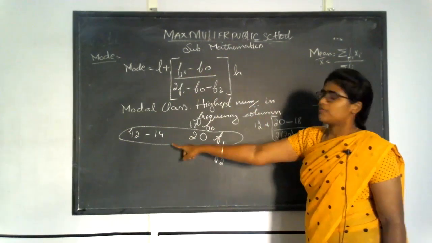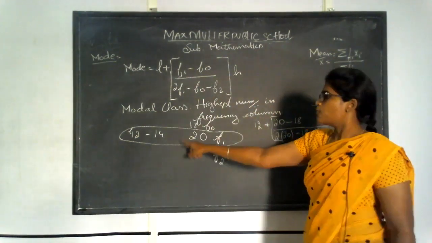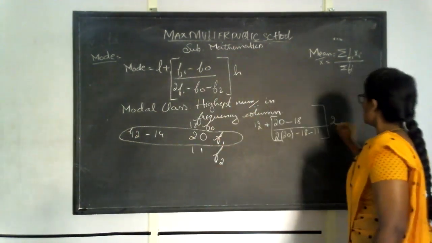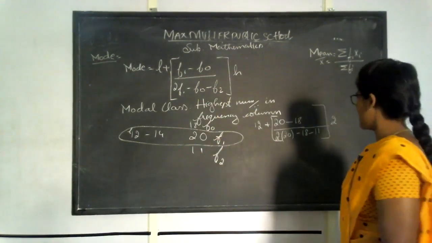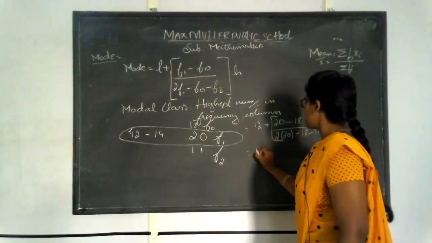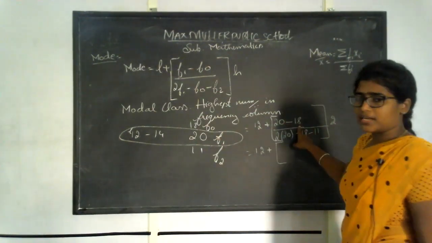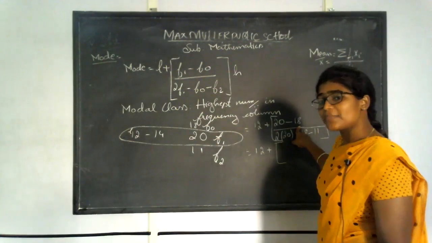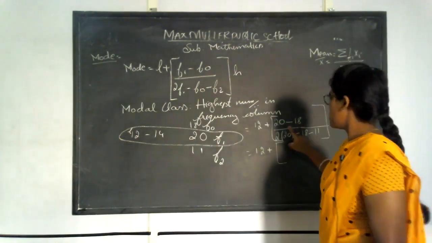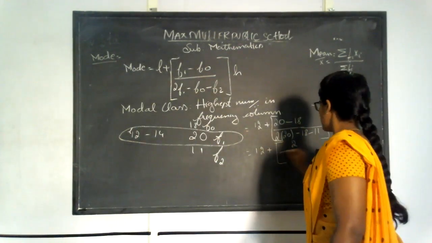H is the difference between your class interval. 14 minus 12 is what? 2. 2 is your class interval. That is the class size. Clear? Now it is 12 plus 20 minus 18. How much will you get for 20 minus 18? 10 minus 8 is what? 2. In a similar way, 20 minus 18 is also 2.